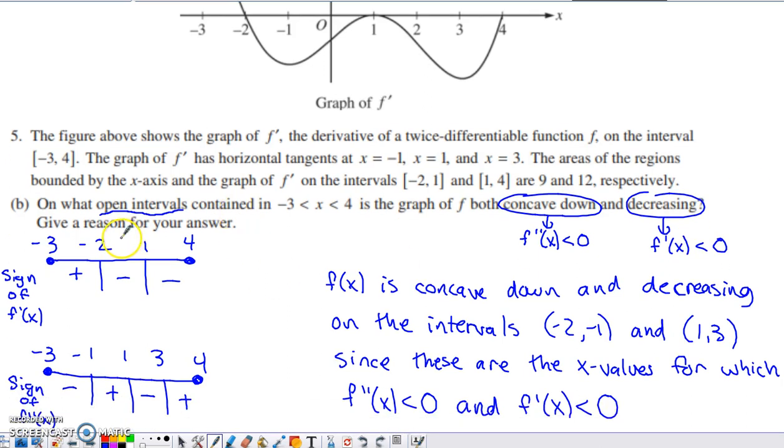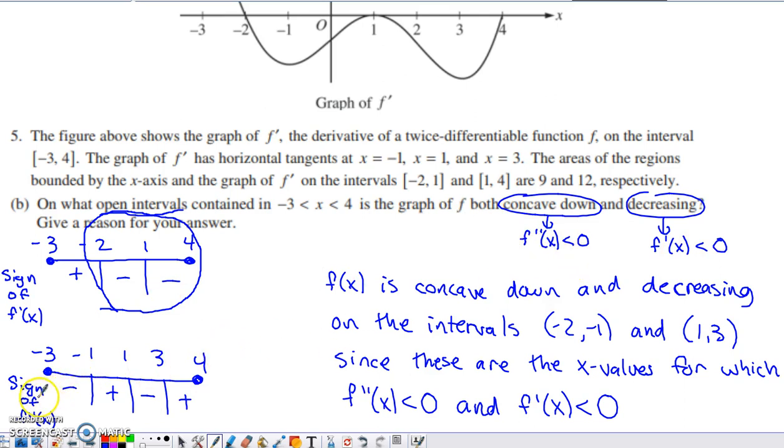So what I did is I kind of copied the sign chart from part A into this, because this tells us where the function is decreasing. The function's decreasing anywhere where the derivative's negative, and that happens from negative 2 to 4. I also wanted to build a sign chart for f double prime, and then I had to compare the two and see where these two things were happening simultaneously.